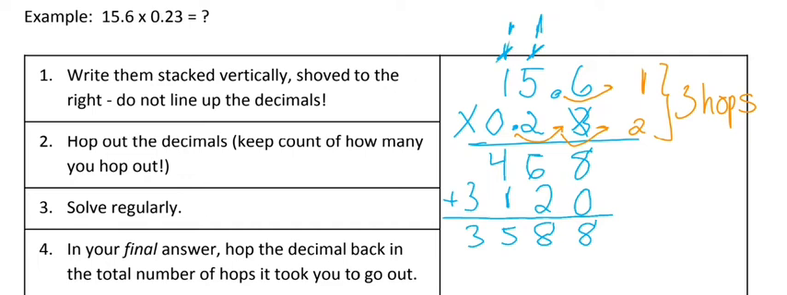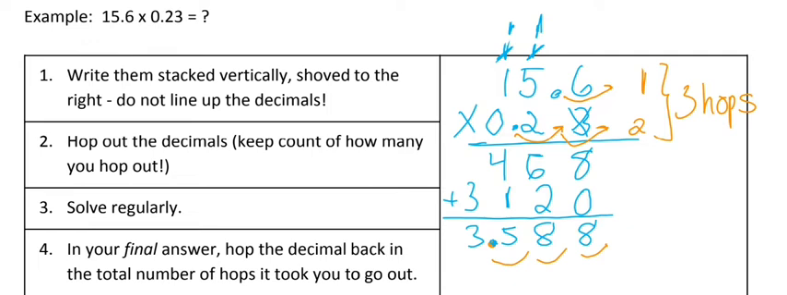We had to go out 3 hops at the beginning, so now we have to go in 3 hops in our final answer, which is step number 4. Starting on the outside, we're going to go in 1, 2, 3 hops. So our decimal ends up there after the 3. Right, like that. So our final answer is 3.588. And you can check this in your calculator to make sure.